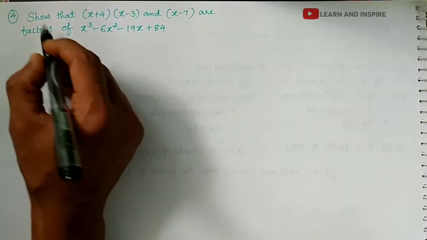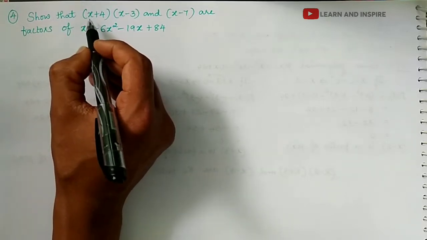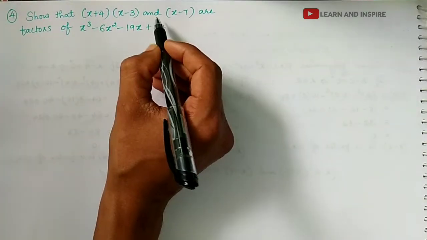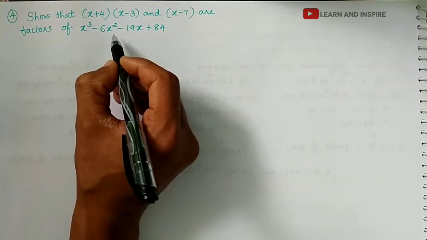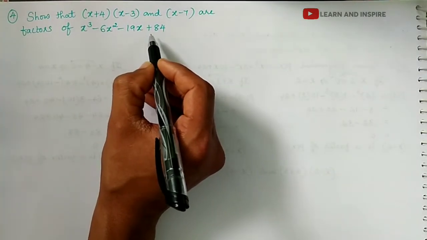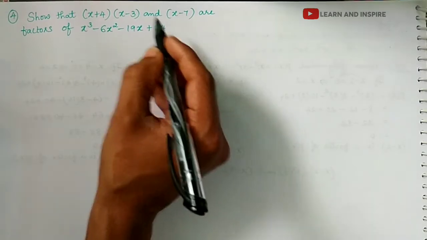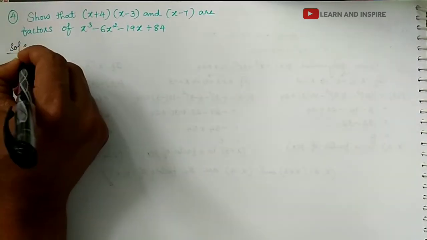Next, question number 4. Show that x plus 4, x minus 3 and x minus 7 are factors of x cube minus 6x square minus 19x plus 84. So first we need to write the given polynomial.